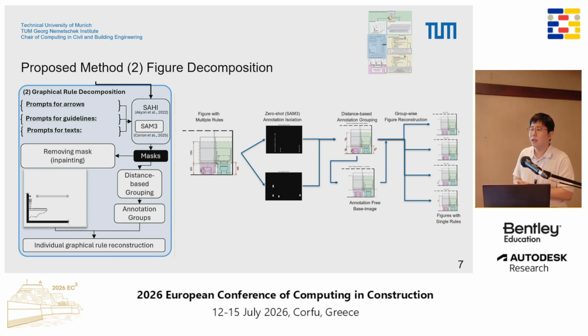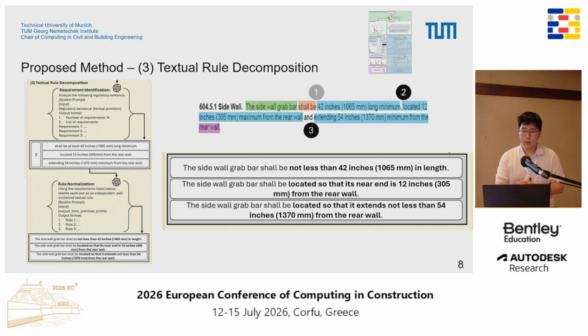And after that, we group the mask into distance-based clustering and let the annotations appear one by one. And then we finally created the figures with single rules inside. And not only just for the figures, the texture rules also have composed information in here. We utilize just the chain of prompting to make the single provisions to make 3 different regulations in here.